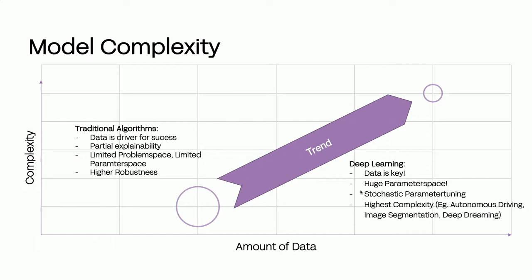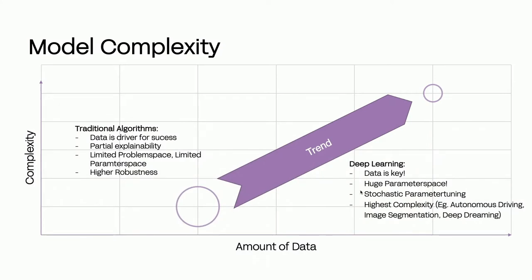It takes a lot of computing power, but you can also do state-of-the-art things like image segmentation, deep dreaming. You can solve problems in the area of autonomous driving. It's really cool, but it's not always needed, especially in the industry. Sometimes startups come and tell us, "We need deep learning." And then, wait, let's explain the problem first, and then maybe we can decide whether we need deep learning or not.